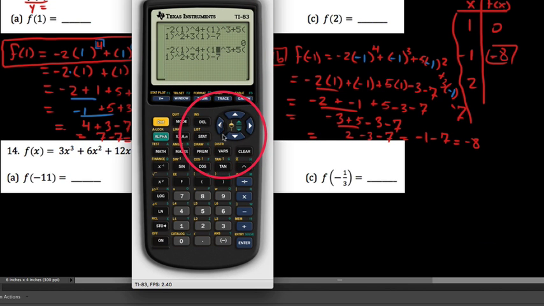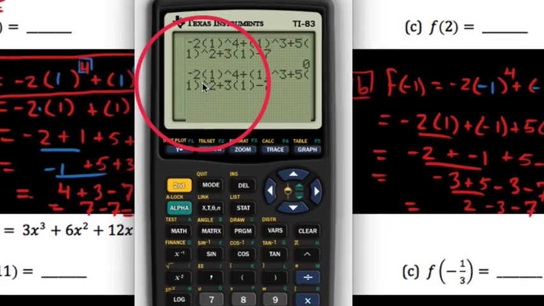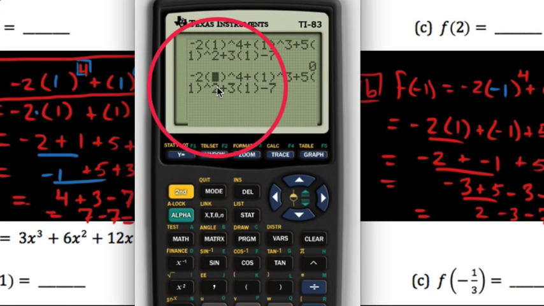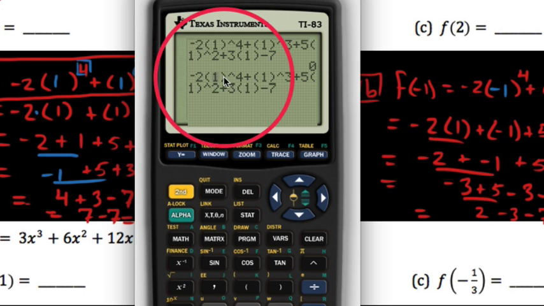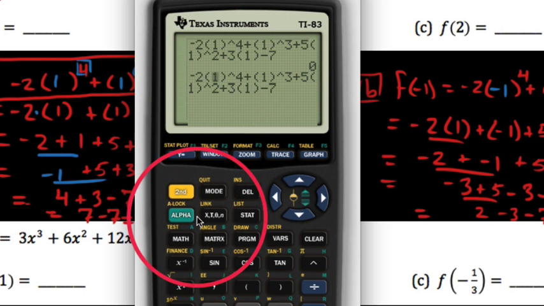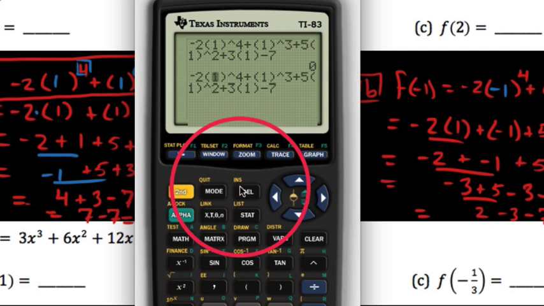Now my goal here is to go back and put a negative in front of my ones. Because when, let's say, I hit a negative here, I want to show you something: it erases the one that was there and puts in a negative instead. So I actually want to put my cursor on the one, or the thing that I want to move to the right, and insert a negative. Insert is right behind delete.